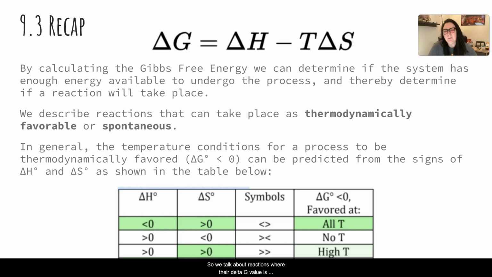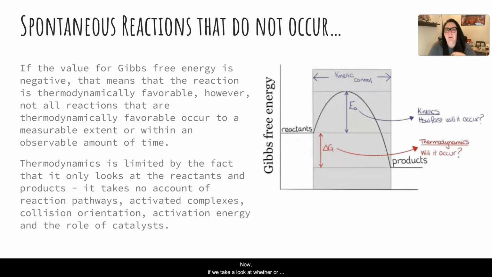So we talk about reactions where their delta G value is negative, or less than 0. We predict that that is a spontaneous reaction. Now, if we take a look at whether or not a reaction occurs, we have the kinetics. So this is a great energy diagram, and yes, we call this delta H, but you can also overlap that with delta G. But the point is that it's favorability.